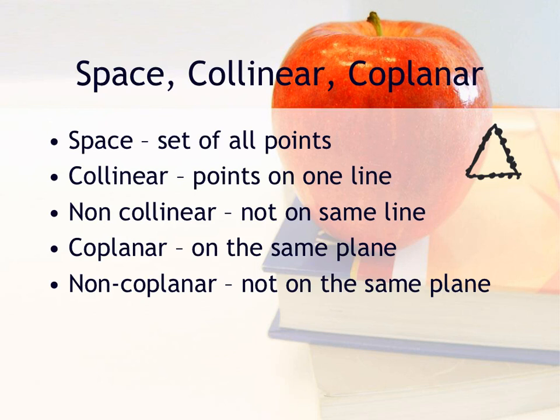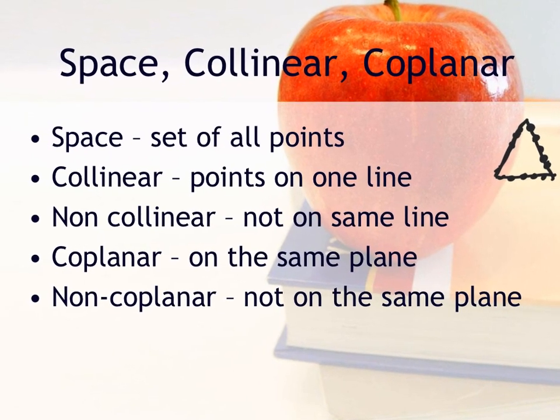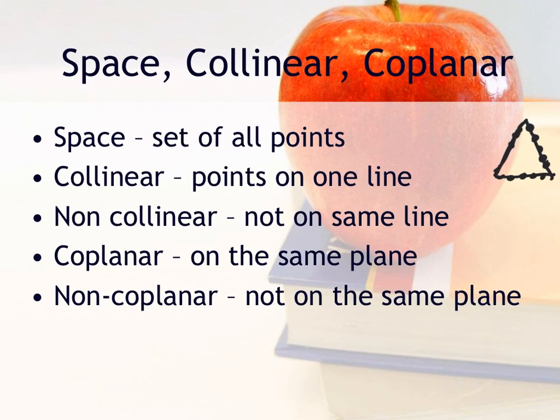Now, the next one is collinear. So that word, let's think about this. Like a co-pilot, what is a co-pilot's job? What do they do? Yeah, they help fly the plane, right? That's what they do. They are in the cockpit with the other pilot, and their job is together to fly the plane. They help the pilot. So if two things are collinear, it means they share the same line.